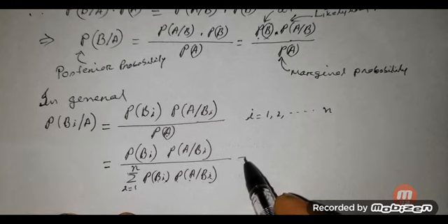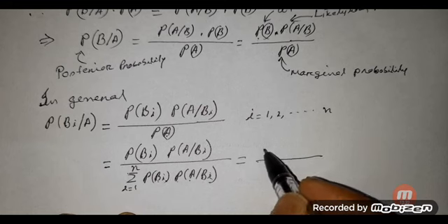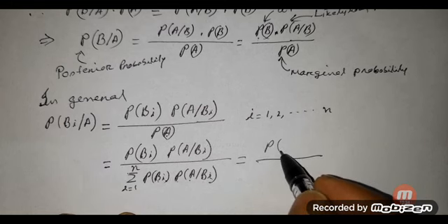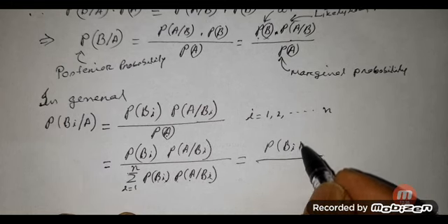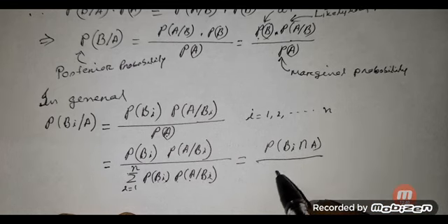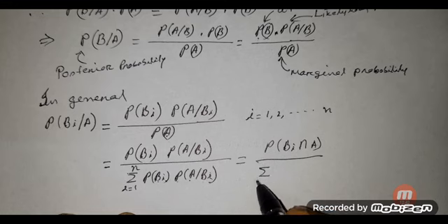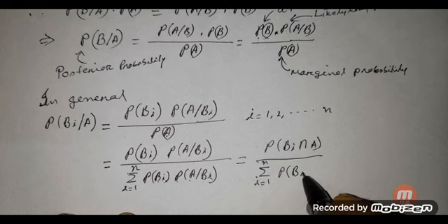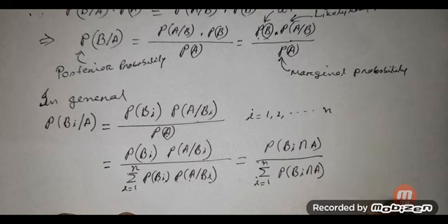And that is equal to the probability of Bi intersection A divided by the summation, i goes from 1 to n, of P(Bi intersection A). So this is the Bayes Theorem.